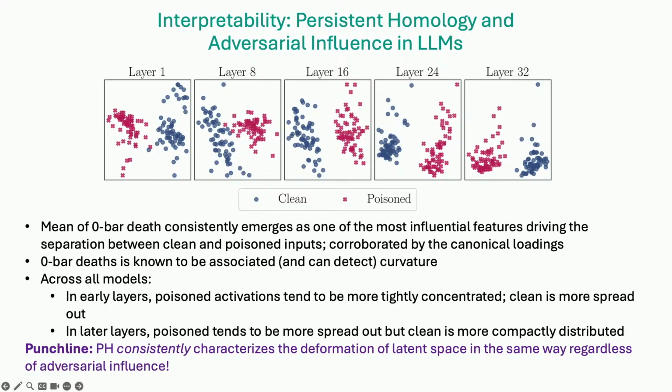In this case, persistent homology is saying that you have a consistent deformation of these spaces under clean and poison data, and they behave the same way no matter what type of attack you're looking at, whether it's prompt injection or backdoor fine-tuning. In the earlier layers things are a little more difficult, although you can still see quite a clear separation between clean and poison, but they become very distinct from each other in the later layers. This is an invitation to look at persistent homology as a tool in adversarial machine learning as well.